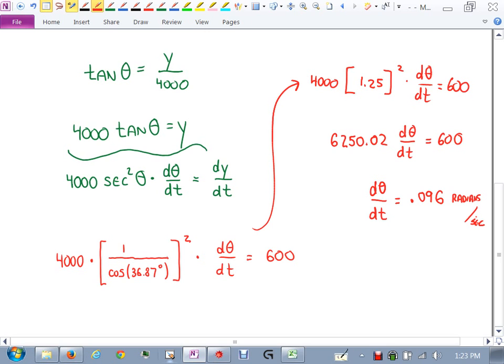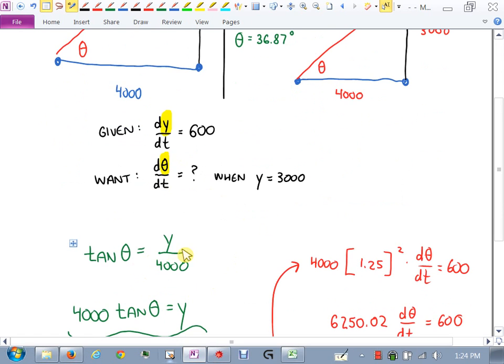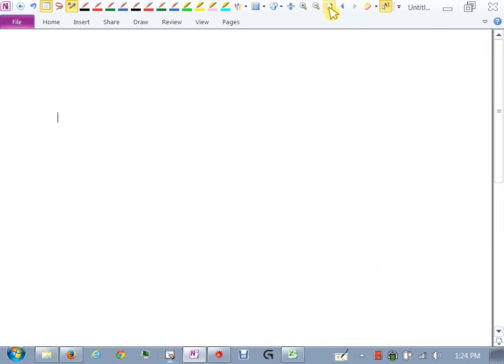You used cosine? If you used cosine, then you did 4,000 over... Okay, but did you use tangent for the equation you differentiated? You didn't use tangent at all. That should have presented a problem. Because you used what as your equation? Cosine of what?